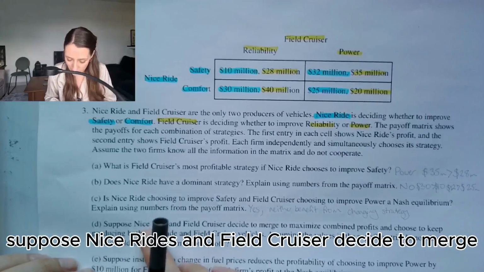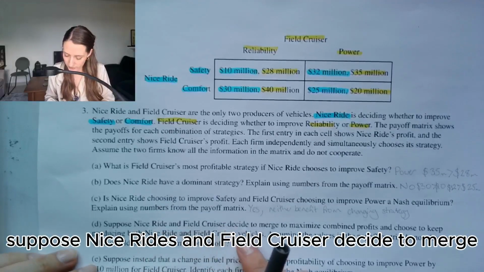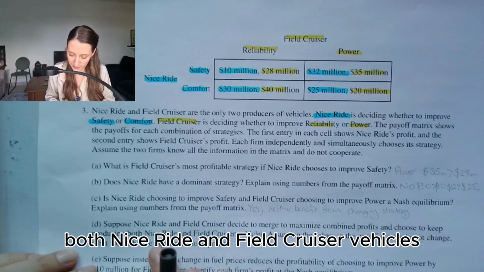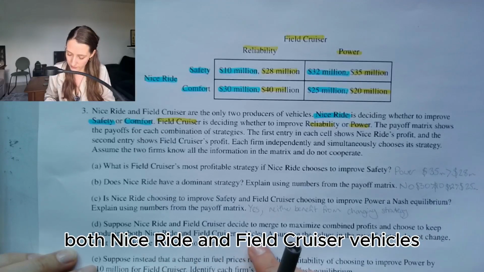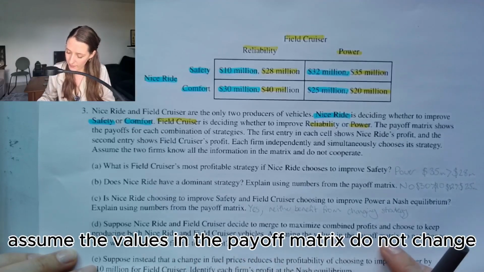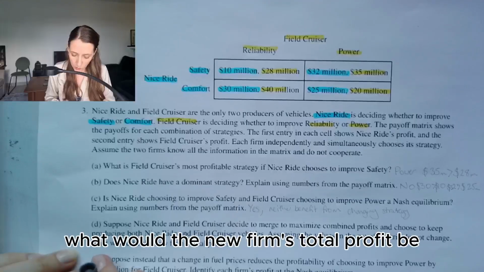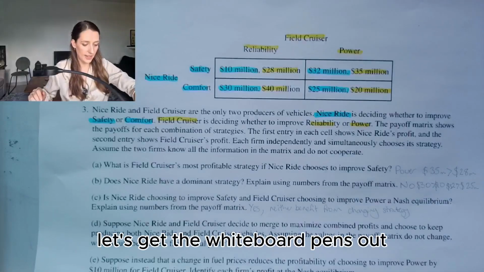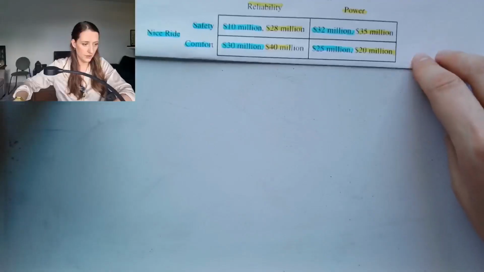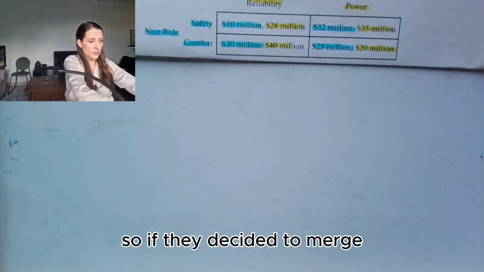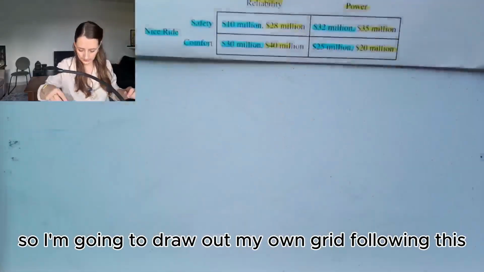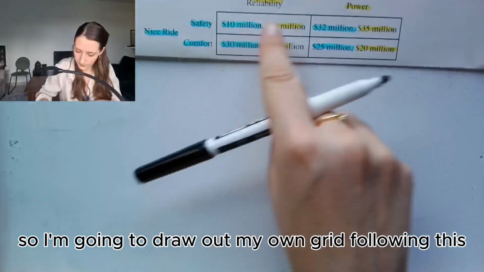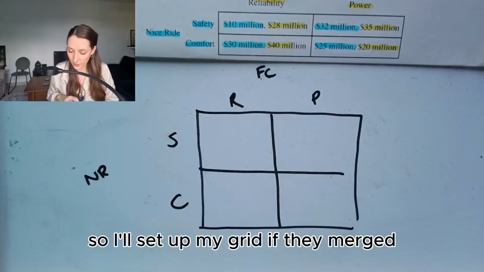Part D. Suppose Nice Ride and Field Cruiser decide to merge to maximize combined profits and choose to keep producing both Nice Ride and Field Cruiser vehicles. Assume the values in the payoff matrix do not change. What would the new firm's total profit be? Okay, let's get the whiteboard pens out. So if they decided to merge, what would happen? I'm going to draw out my own grid, so I'll set up my grid.